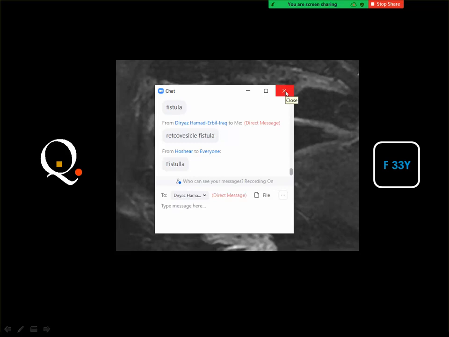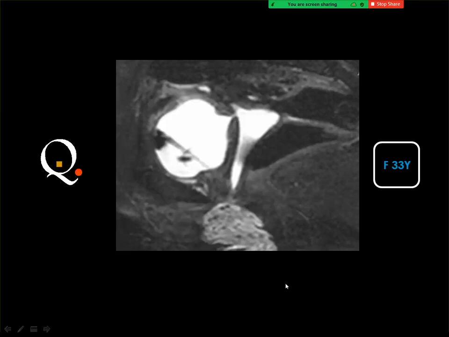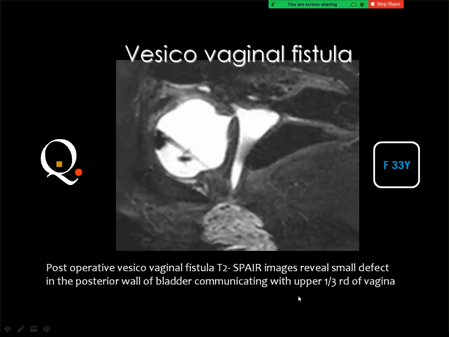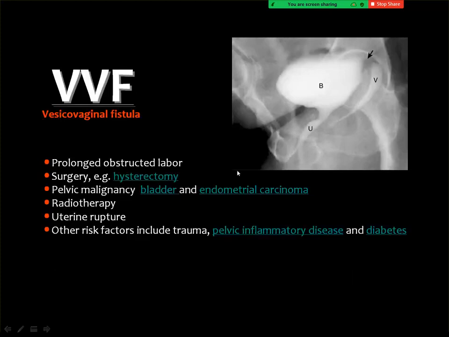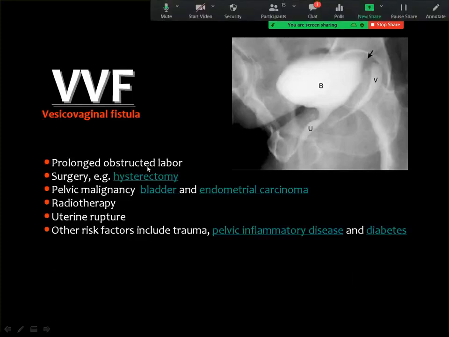I will try to answer the side questions at the end of the talk, not to make some disturbances. You see that there is a connection between the urinary bladder and the vaginal vault, a diagnostic of vesicovaginal fistula. These are the causes of vesicovaginal fistula, like prolonged obstructed labor, surgery like hysterectomy, pelvic malignancies, radiotherapy, uterine rupture, or other risk factors like trauma, pelvic inflammatory disease, and diabetes.